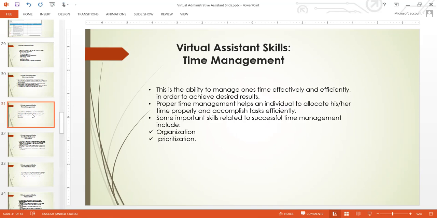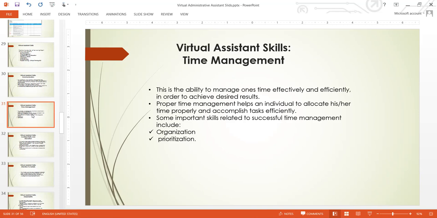Then the next skill that a virtual assistant needs to have is time management. You need to have good time management. This is the ability to manage one's time effectively and efficiently in order to achieve desired results. Proper time management helps an individual to allocate his or her time properly and accomplish tasks effectively. Some important skills related to successful time management include organization and prioritization.